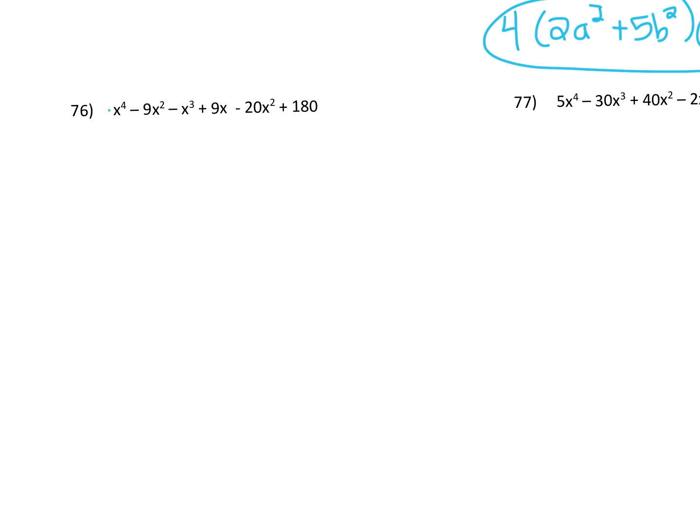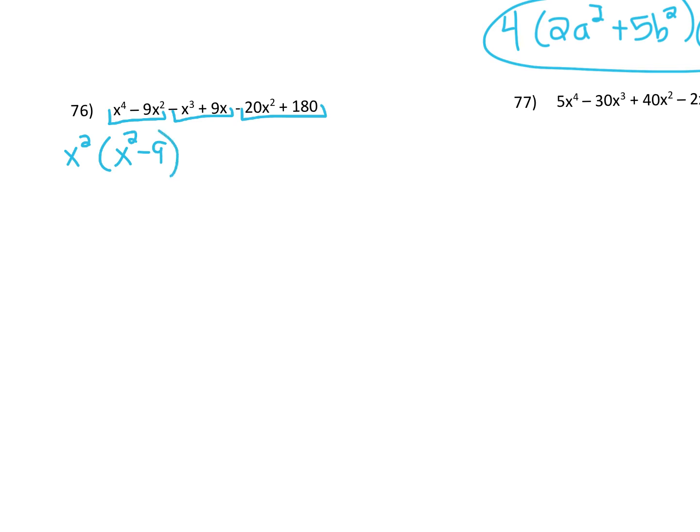Now remember, if you can't do that off the bat, that's okay. Just try out both groupings, 2 groups of 3 and 3 groups of 2, and see which one leaves you with the same expression within the parentheses. So to these first 2 terms, I'm going to factor out an x squared, which leaves me with x squared minus 9.